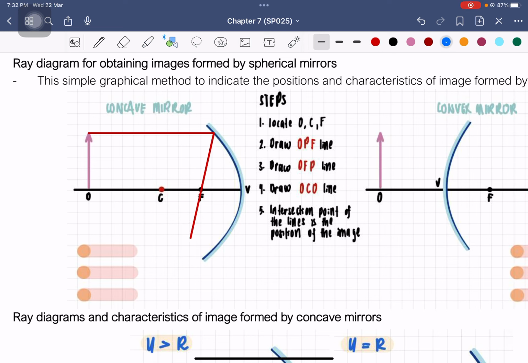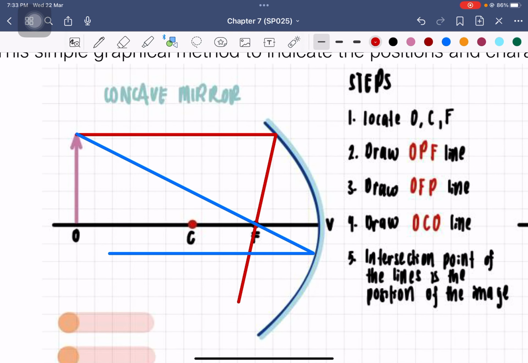But it is much better for you to do it that way. Again, from the top of the object, going through the focal point and being reflected back parallel to the principal axis. So it's going to look like this. You should only do 2 rays, 2 rays is enough.